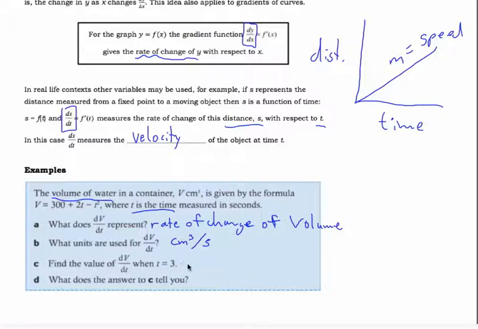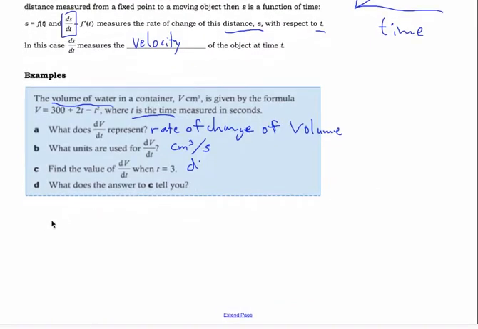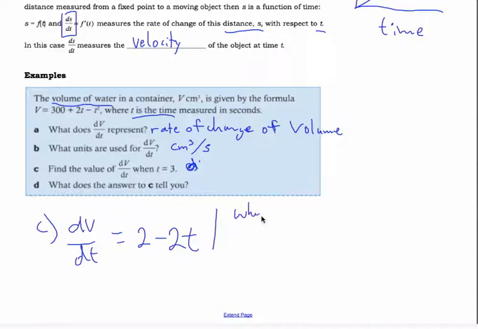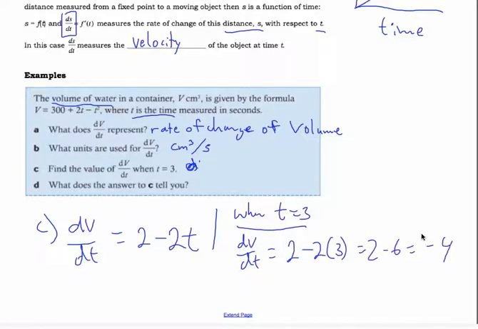Find the value of dv by dt when t equals 3. So we're going to have to find the derivative first, and just let me do that down here. So we'll have dv by dt is the rate of change of the volume of the tank, and that's going to be 2 minus 2t. So when t equals 3, which is basically after 3 seconds, we'll have dv by dt equals 2 minus 2 times 3, which is 2 minus 6, which equals negative 4.